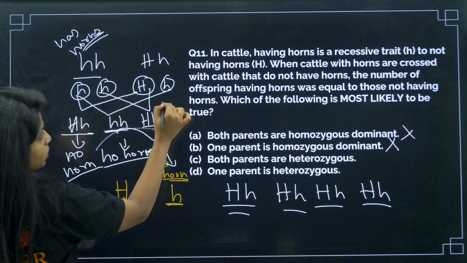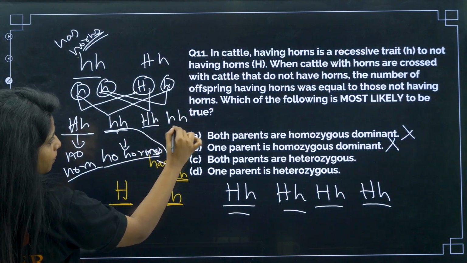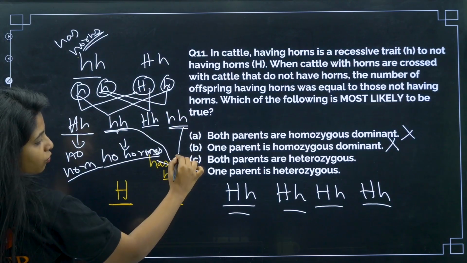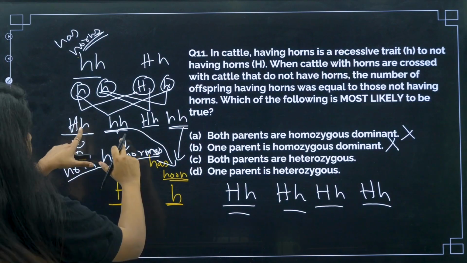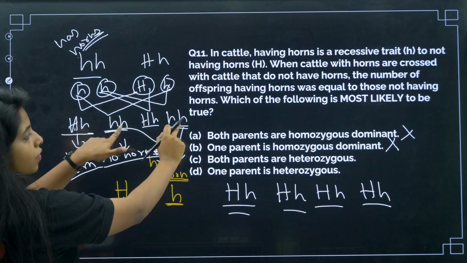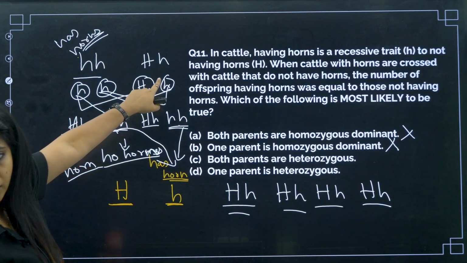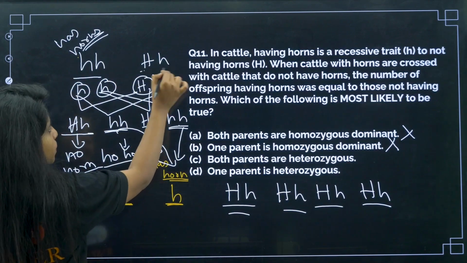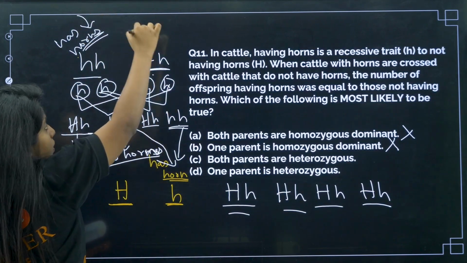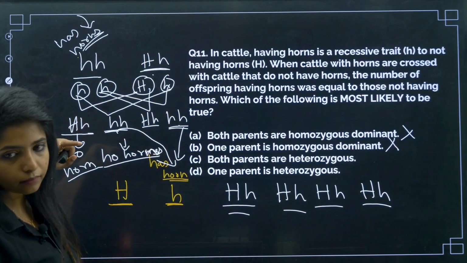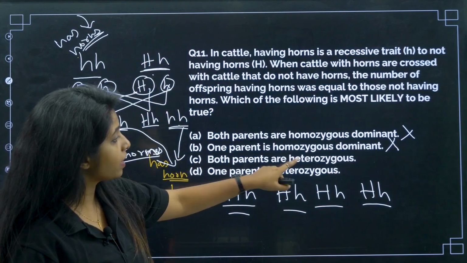When you cross this with this, last one, H and H, again H and H means you will be having horn. So you see, 2 of them do not have horns, 2 of them have horns. That means 50-50 is there. So this is the condition. This is the genotype of both the parents. The one that has horn, the one that does not have horn. So here both parents are heterozygous.